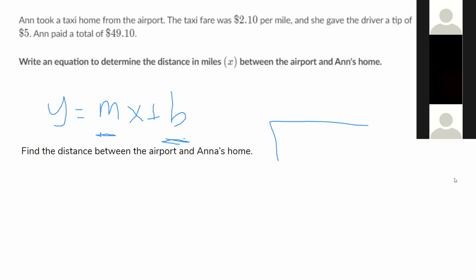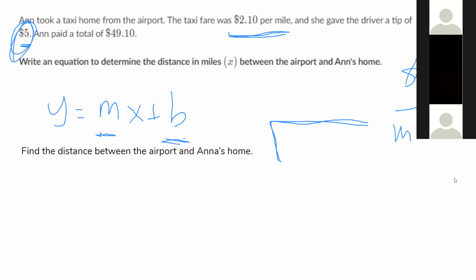So we know that the fare was $2.10 per mile. And we know that the tip is $5. An easy way to figure out which one's your slope is that the slope is going to be something divided by something, right? And this number right here is money divided by miles. So do you see how it's like something per something? Yeah. So the thing that's something per something is going to be your slope. And then the other number is your y-intercept. Does that make sense? Yeah.